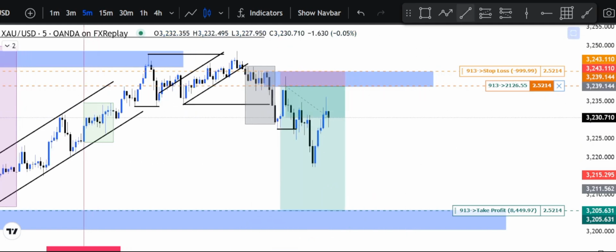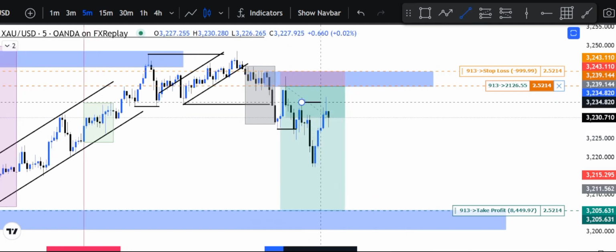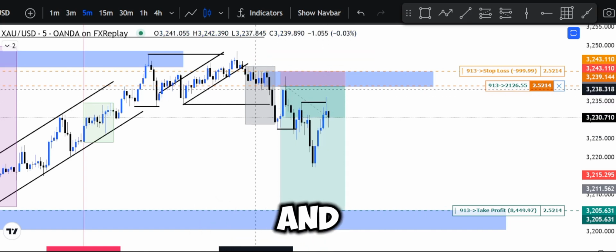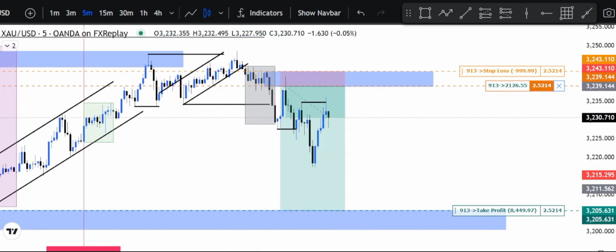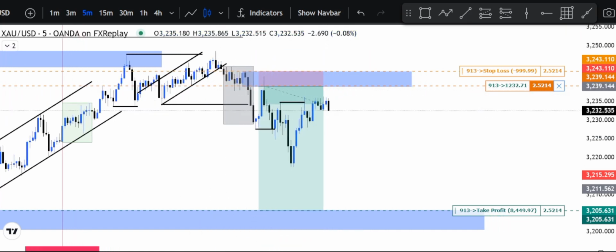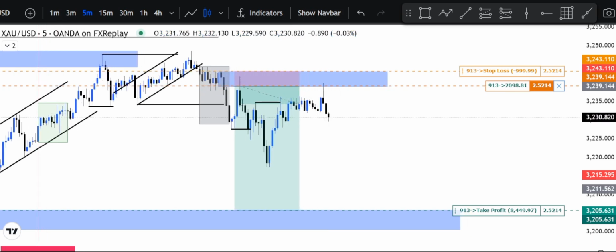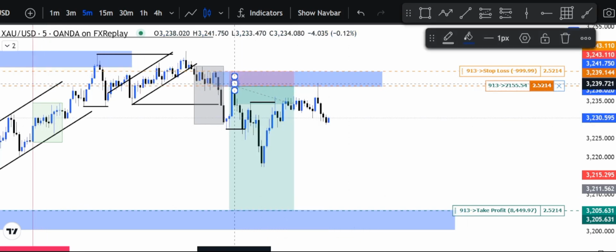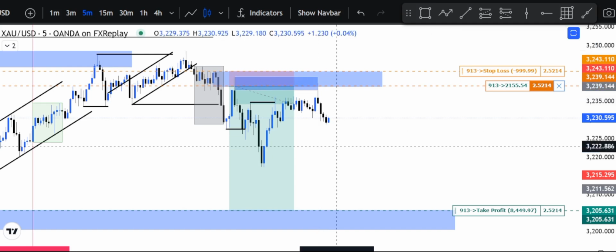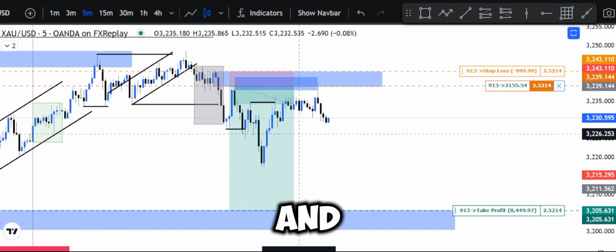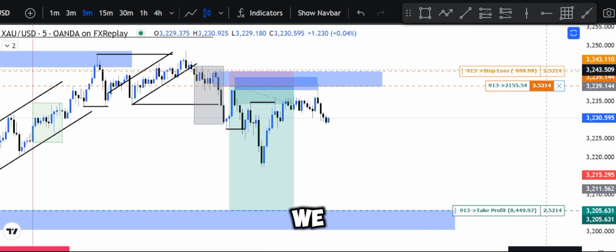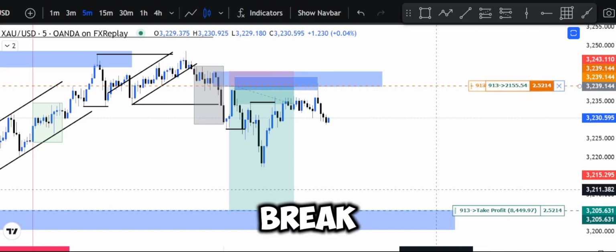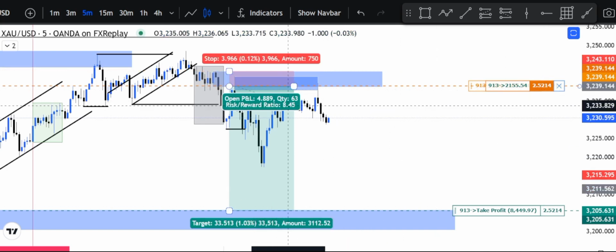You see that? Took liquidity and mitigated and something around here. Maybe it was this week. Now that price came back and mitigated second time, this time we can secure our break even, then let it run.